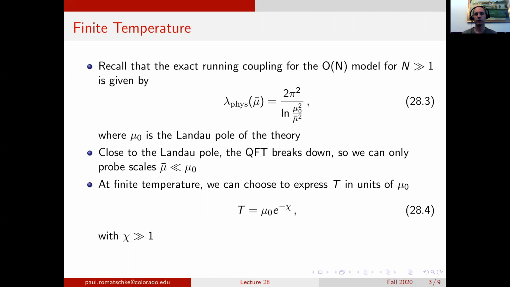At finite temperature, we can choose to express the temperature T in units of the lambda pole. So we write T is lambda pole times a dimensionless number, and we write the dimensionless lambda as e to the minus chi, so that for large chi, the temperature is much smaller than the lambda pole. Of course, we can invert this result and choose to express the lambda pole in terms of the temperature T.